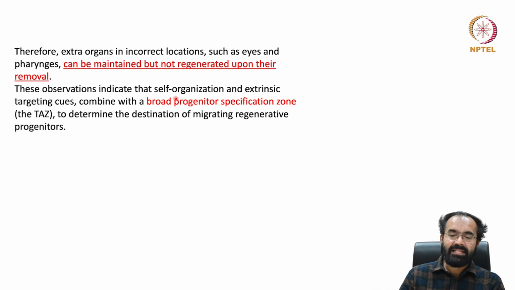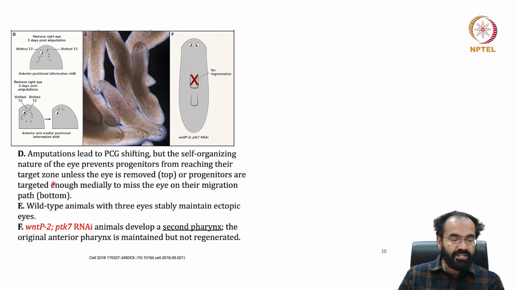These observations indicate that self-organization and extrinsic targeting cues combine with a broad progenitor specification zone, that is TAS, to determine the destination of migrating regenerative progenitors. So there is a combination of multiple events, gradient, PCG, progenitors, everything has to come together for generation of a new organ. Like you can see in this picture, the amputations led to PCG shifting, but the self-organizing nature of the eye prevents the progenitors from reaching their target zone, whatever we discussed.